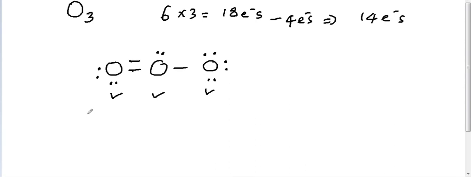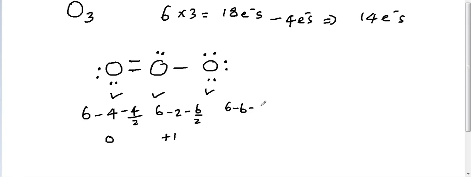We can check the formal charges. For the first oxygen we calculate 6, that's the valence electrons, minus 4, the number of lone pair electrons, minus 4 by 2, that is 0. For the middle one it is 6 minus 2 minus 6 by 2, that is plus 1, and the last one is 6 minus 6 minus 2 by 2, that is minus 1. So the sum of the overall charge is equal to 0 and shows the molecule is neutral.